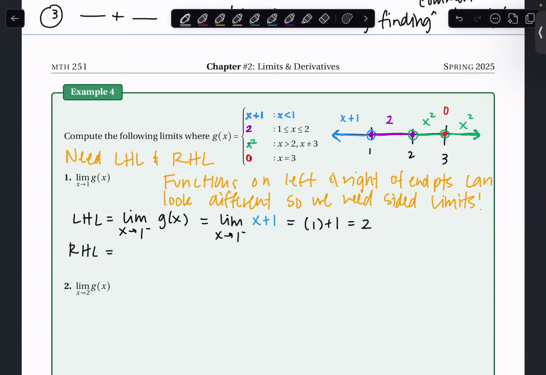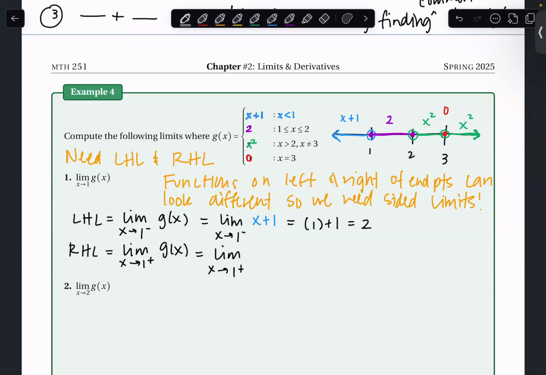I have my right-handed limit. So I want to decide, what does the function look like on the right-hand side of 1? Which equation should I use here? Which color do I use? What's on the right of 1?